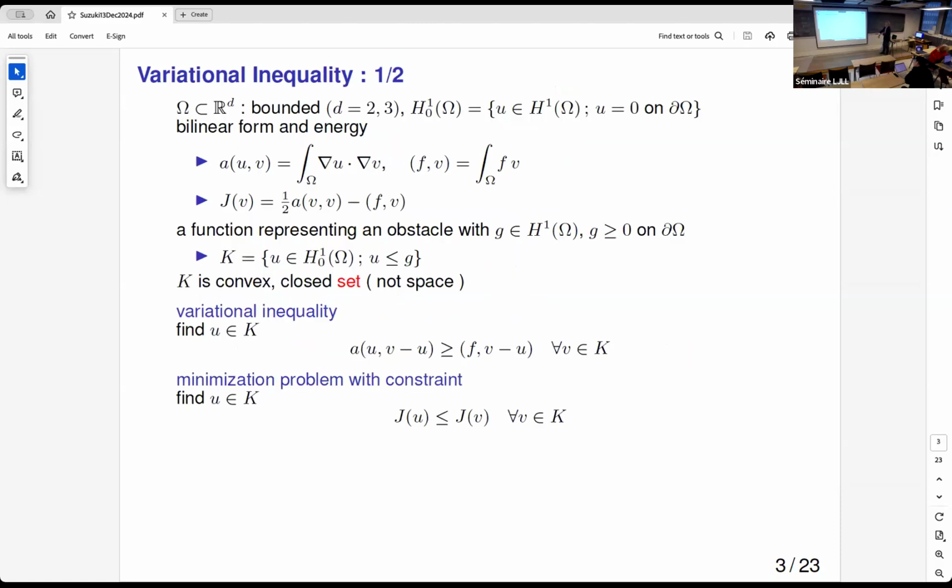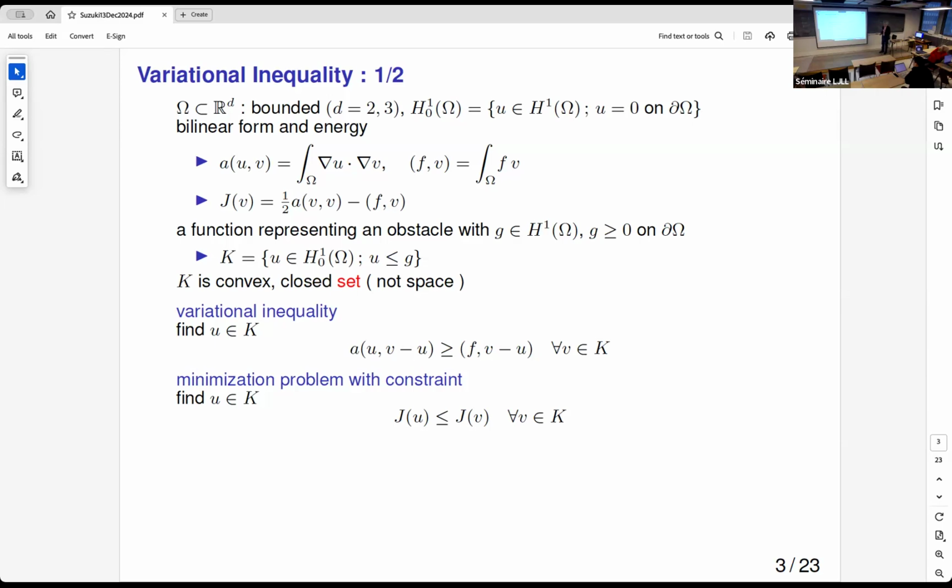First, let me make the problem clear. I will think about a very simple Poisson-like equation, the linear formulation. I would like to minimize the energy of the quadratic form, and the constraint is that the value of u is below some predefined value g. So K is a convex, closed set, but not a space.